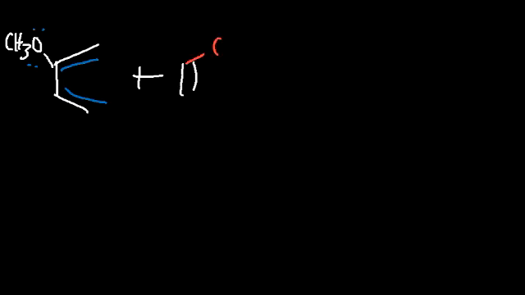Try this one. So this time, let's use a methoxy group, which is a relatively strong electron donating group because of the lone pairs that it has. And this time, on the dienophile, we're going to have 2 powerful electron withdrawing groups. So what do you think the major product for this reaction is?